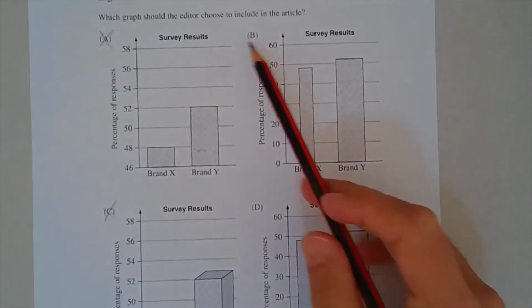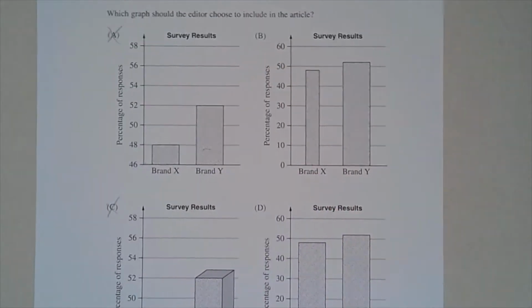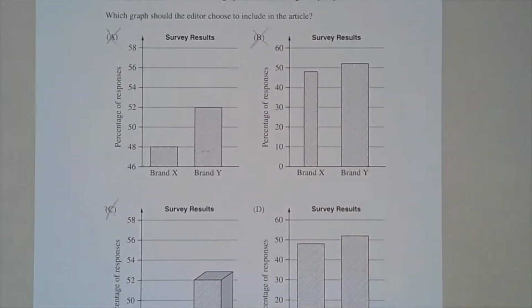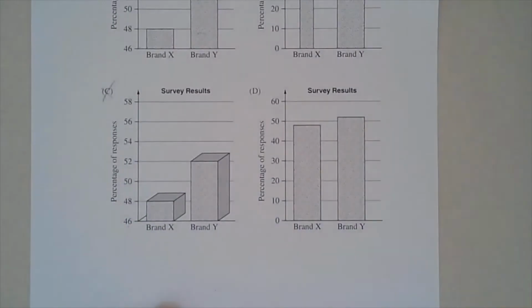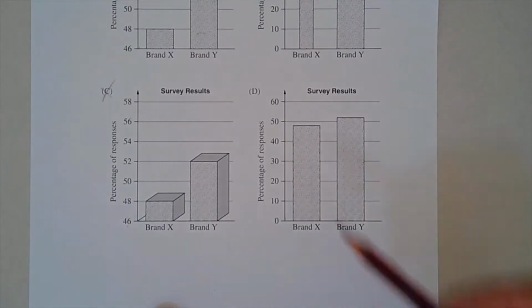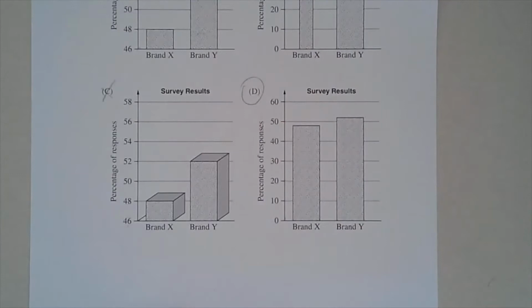So we can see that with option B, the width of the columns is not consistent. So option B is misleading. So that leaves us option D as the only viable choice. But we can see that the y-axis for option D begins at 0 and the width of the columns is consistent. So option D is the answer.